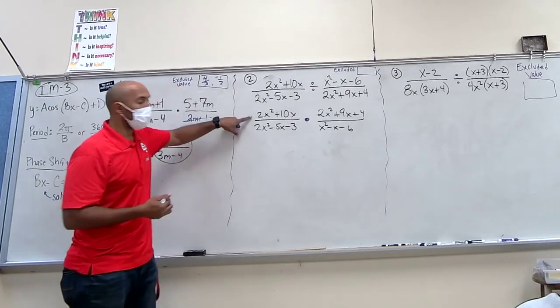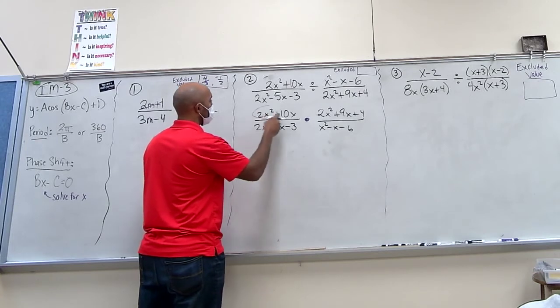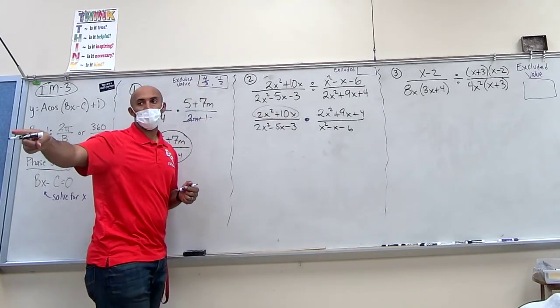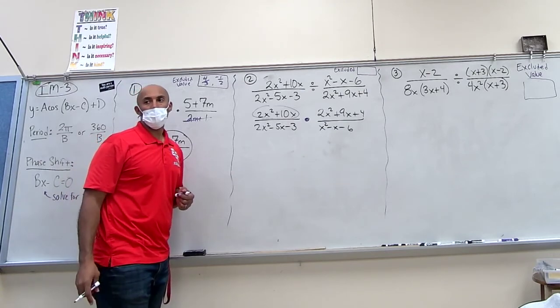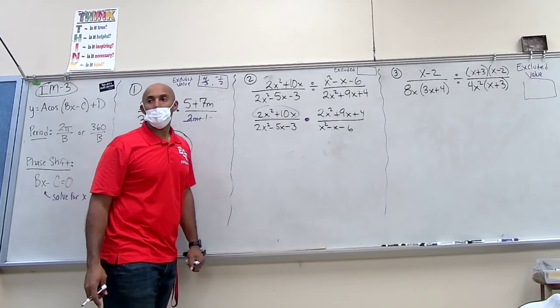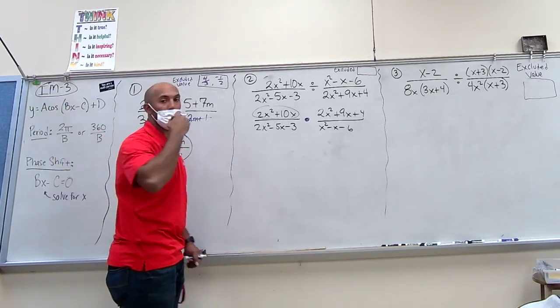Okay, let's start with the top left. What kind of factoring am I gonna do with 2x squared plus 10x? GCF. Why, how do you know? What's the key to knowing that? How do you know you're gonna do GCF here but not here? Right, because it's two terms, right? And they both have something in common.